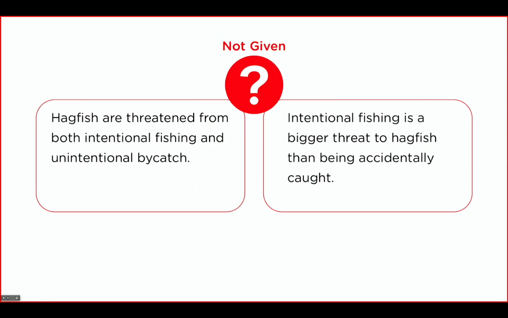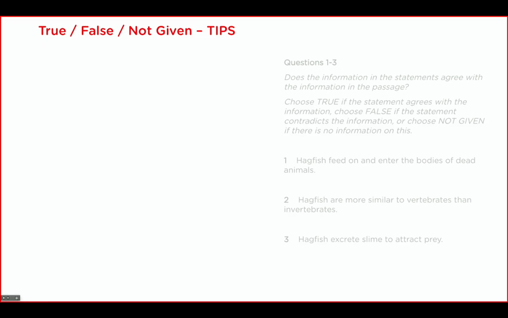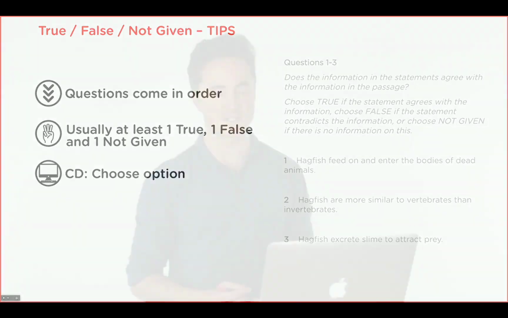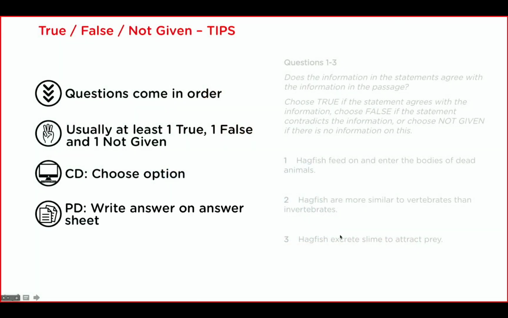Cool. With that in mind, let's go through some tips. The questions for this one come in order. That is, number 1 will be found in the passage higher than number 2, and number 3 will come after number 2 in the passage, etc. Usually there'll be at least 1 true, 1 false, and 1 not given. In the computer-delivered test, you'll just choose the option. It's pretty straightforward. For the paper-delivered test, you'll write your answer on the answer sheet.